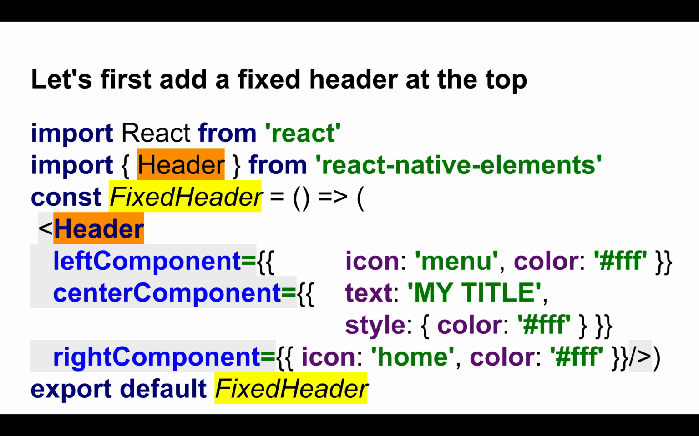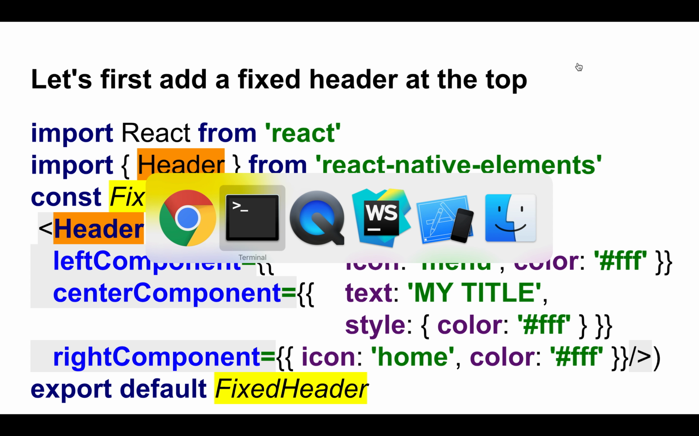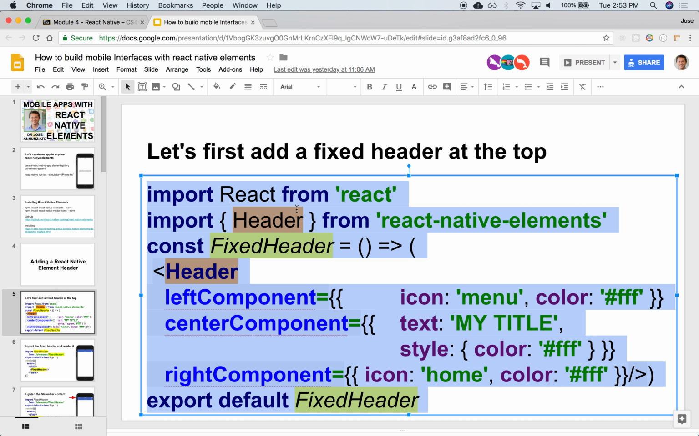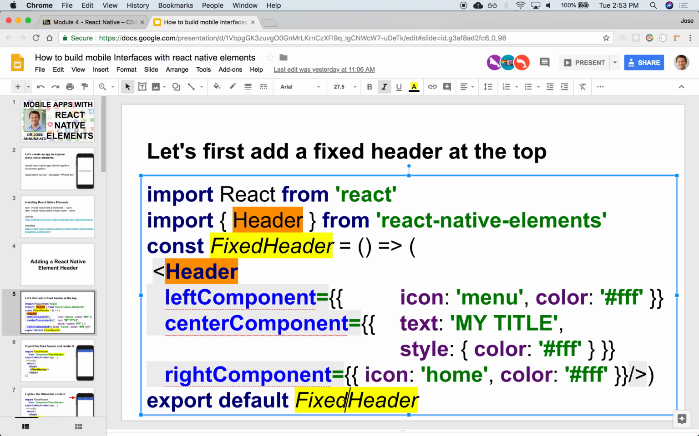So here we're creating, notice, a stateless component, and we are creating it in a fixed header component. And then from the top level component, we're just going to import it and add it as our very first element to be rendered. So let's do that. Let's stop this and let's create a brand new component. We'll call it fixed header component.